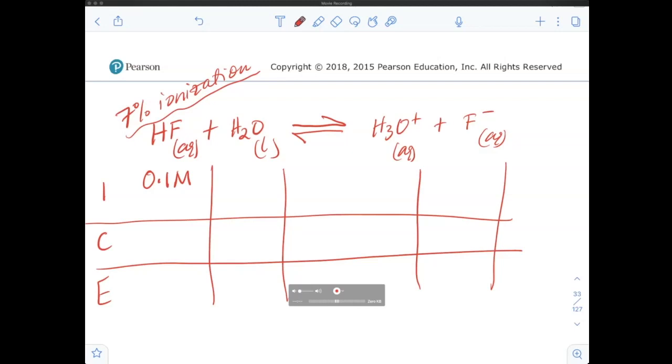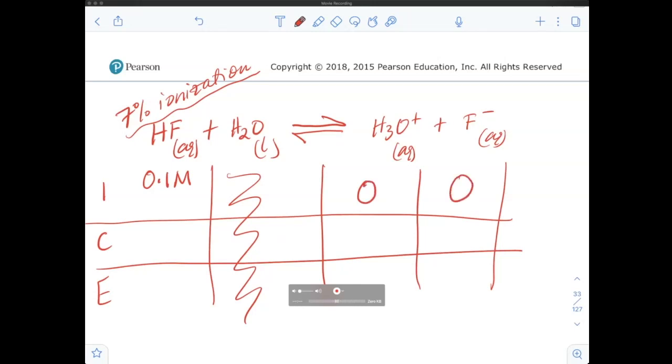Anyway, so we're having this in the beginning: 0.1 mole of hydrofluoric acid. Then the water column is ignored because it's a liquid, right? So we're looking over here at the hydronium ion. Before ionization happens, we have 0 amount of hydronium ion, 0 amount of fluoride ion, right? And then we have, due to stoichiometry, ionization.